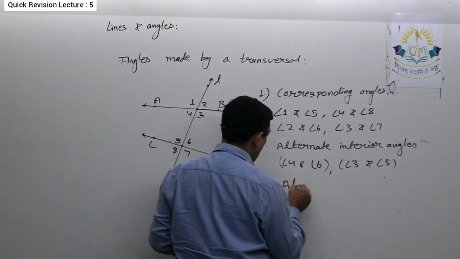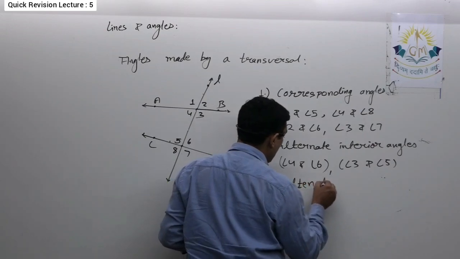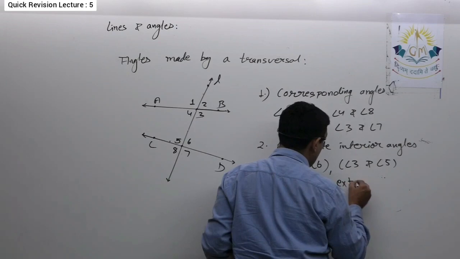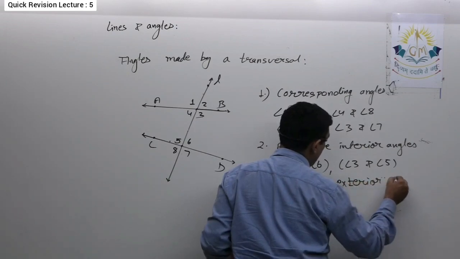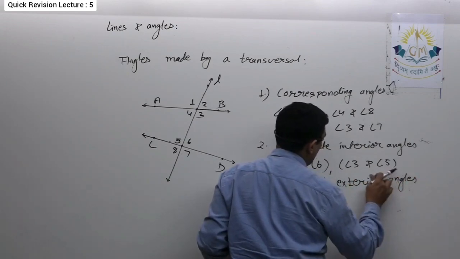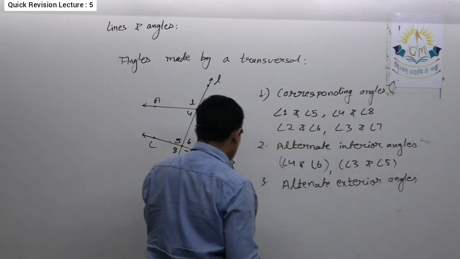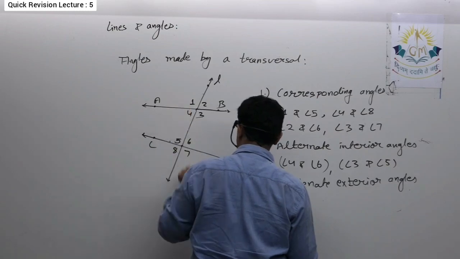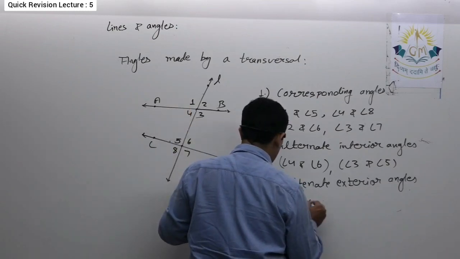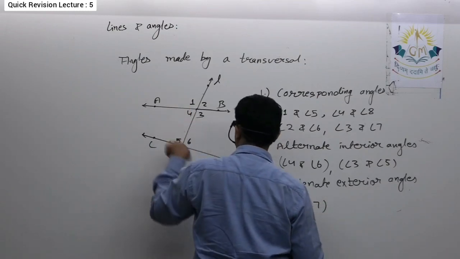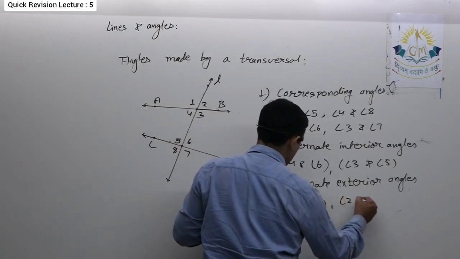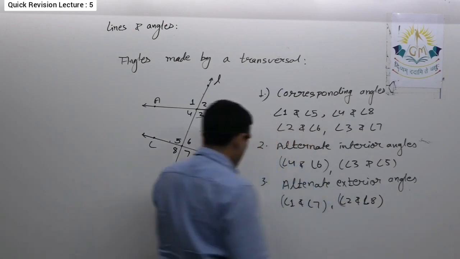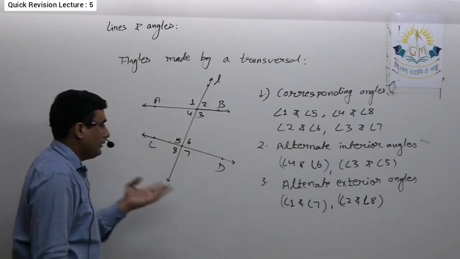Now similarly, as we have alternate interior, we have alternate exterior angles. Okay, alternate exterior angles. For this, angle 1 and angle 7 will be there, and angle 2 and angle 8. Okay, so alternate interior, alternate exterior.